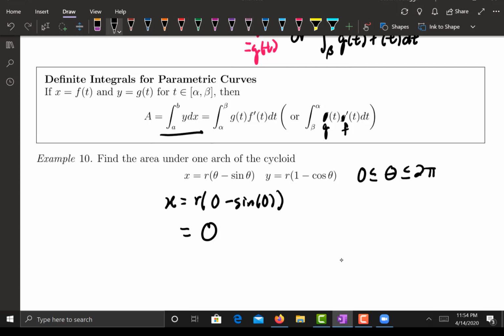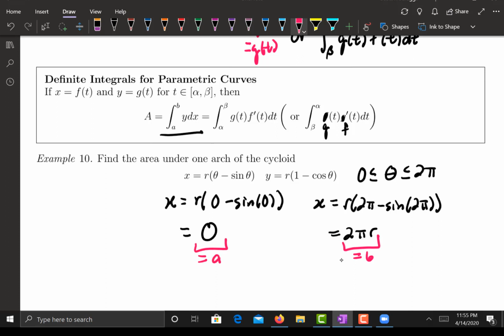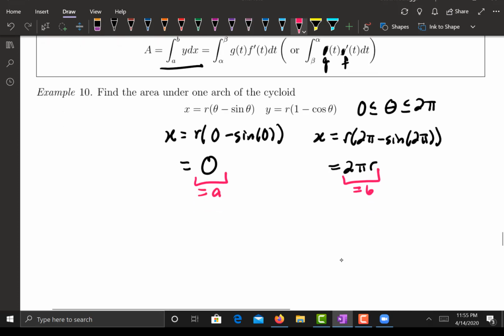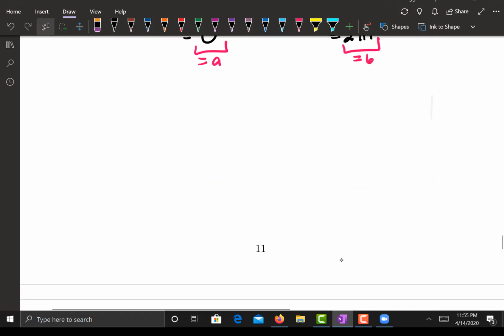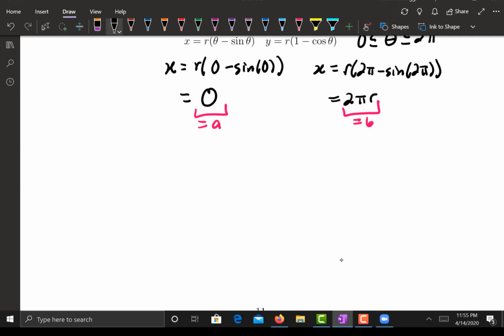And if I do that, I'll get that my output is 0. And if I plug in 2 pi, I get 2 pi minus sine of 2 pi. Sine of 2 pi is 0, meaning I have 2 pi r, where r is just some number that represents the radius. And that will be my a and b. So let's try and integrate this guy.